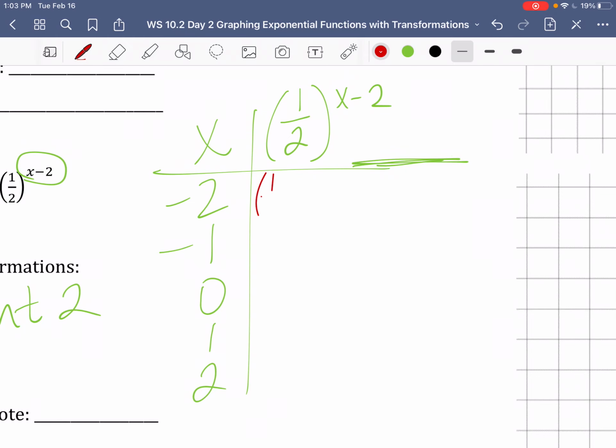Alright, so we have 1/2. That's going to be -2 minus 2, because I'm taking my -2 and plugging it in for that x, which equals 1/2 to the -4. And 1/2 to the -4 is 16.